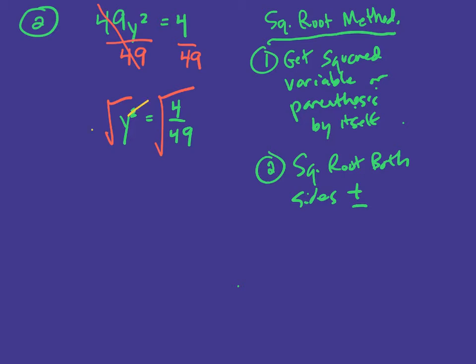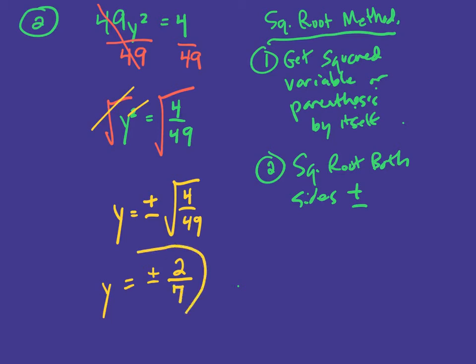Remember the 2 on the y and the square root both cancel each other out, and we're left with y equals plus or minus the square root of 4 over 49, which we can simplify a bit because the square root of 4 on top is 2. The square root of 49 on bottom is 7. And by the way, if the computer wants you to put in 2 different answers, all this is saying here is that you've got a positive version of the answer. You've also got a negative version of the answer. So 2 over 7 would be one answer, and then negative 2 over 7 would be the other.